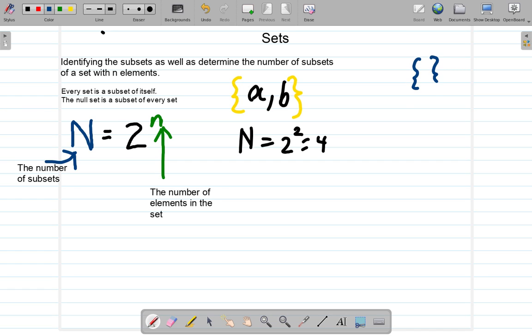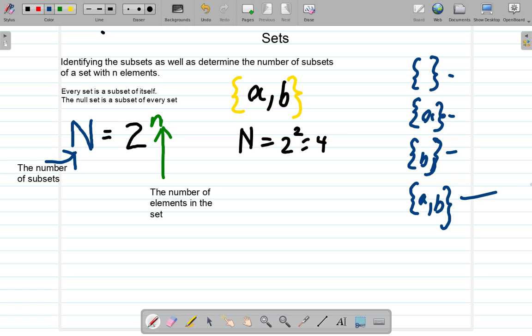First you have the null set. Nice. Then you have what? You have A alone. Okay. Then you have B alone. Then you have AB itself. Alright, so that's 1, 2, 3, 4 of them. So you have all 4. Good. So you can see that.